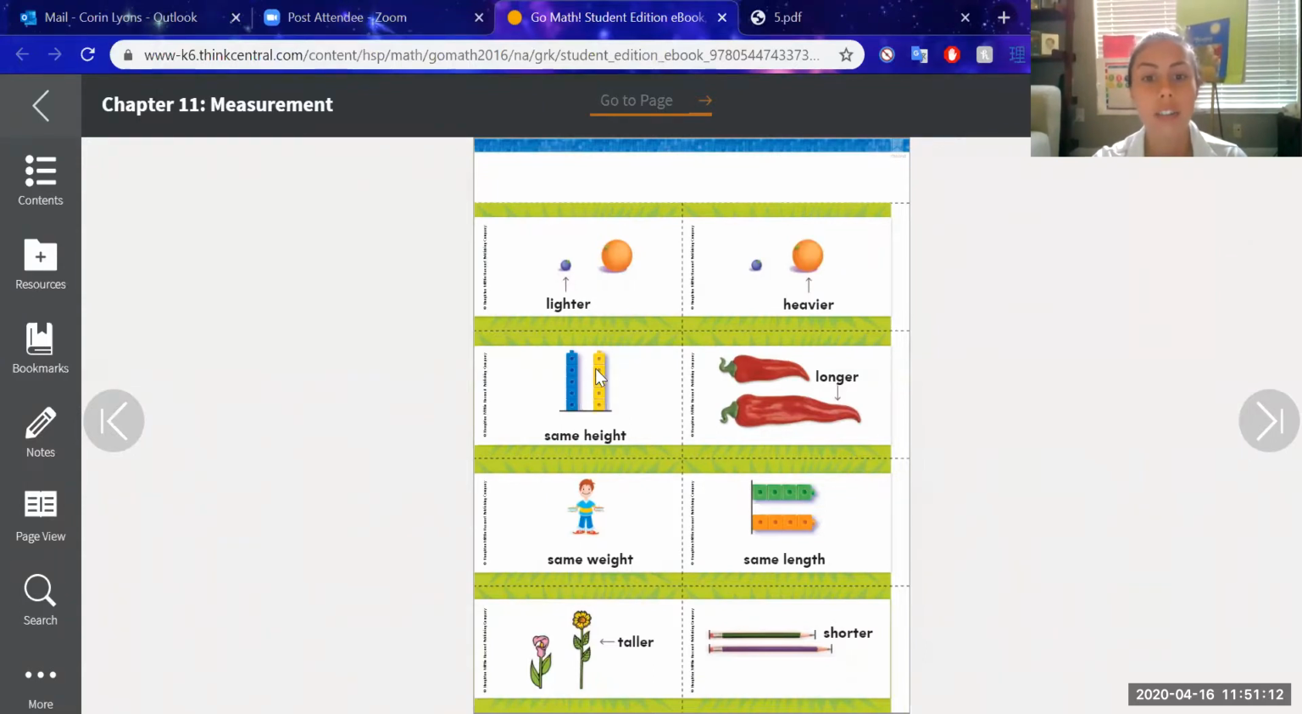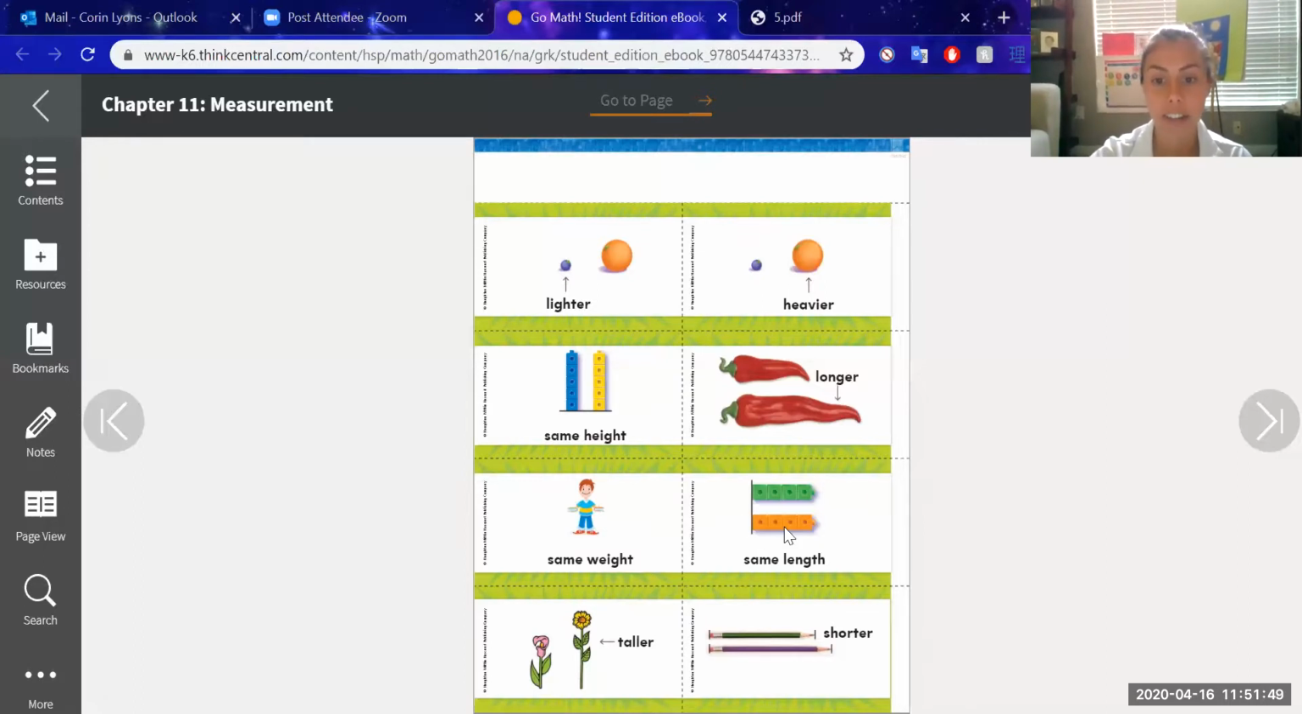Now down here you see 2 cube trains, a blue and a yellow. And you'll notice that they're the exact same height. Now over here we have 2 peppers. There's an arrow with a word pointing to the bottom pepper. The bottom pepper is longer than the top pepper. The bottom is longer, the top is shorter. Down here, it's hard to see, but there's a boy holding two different books, and the books are the same weight.